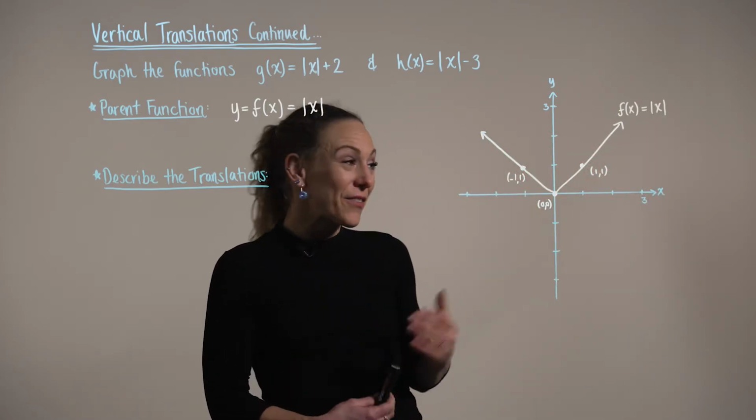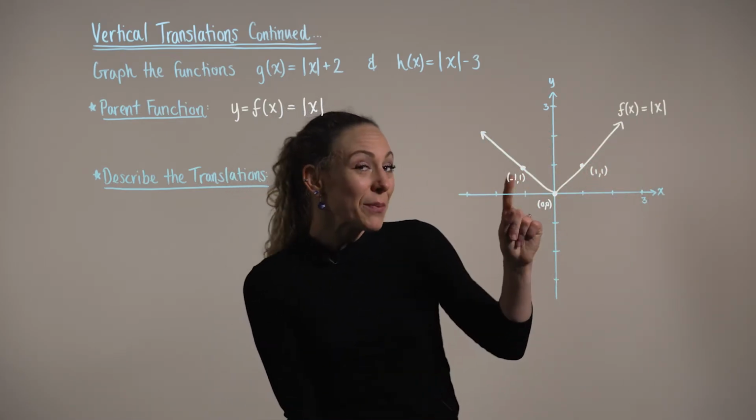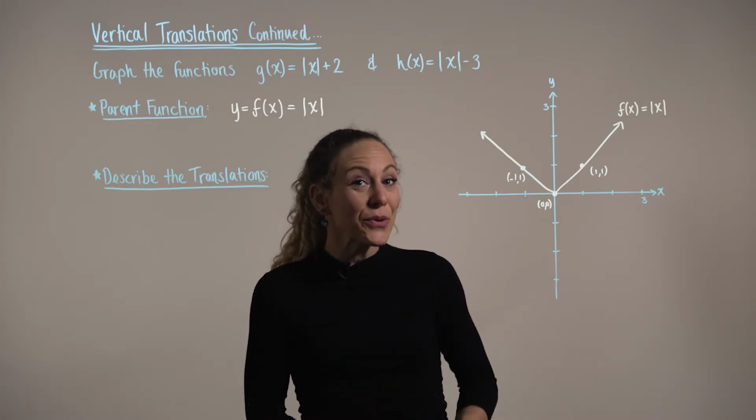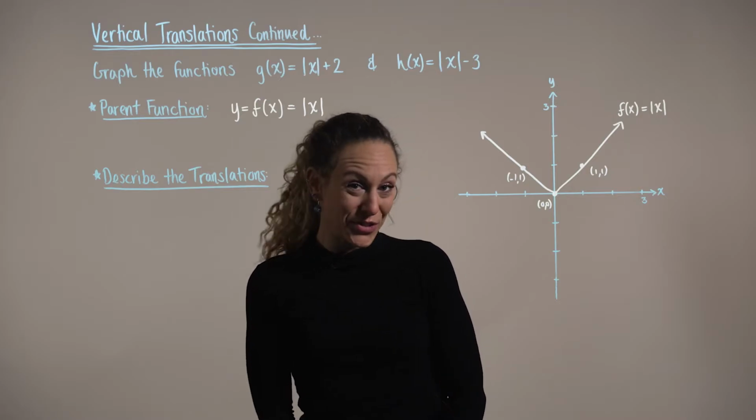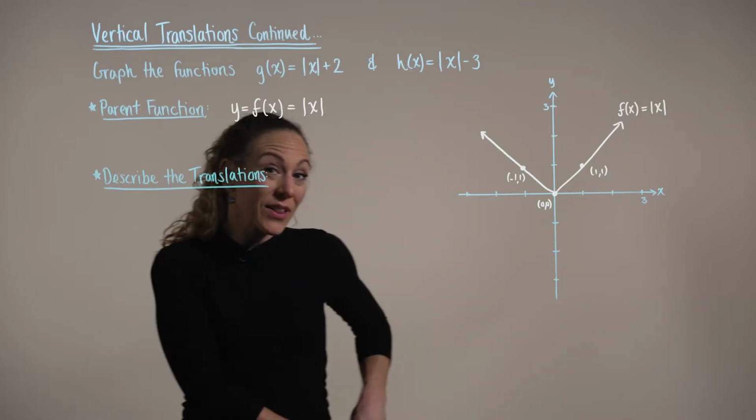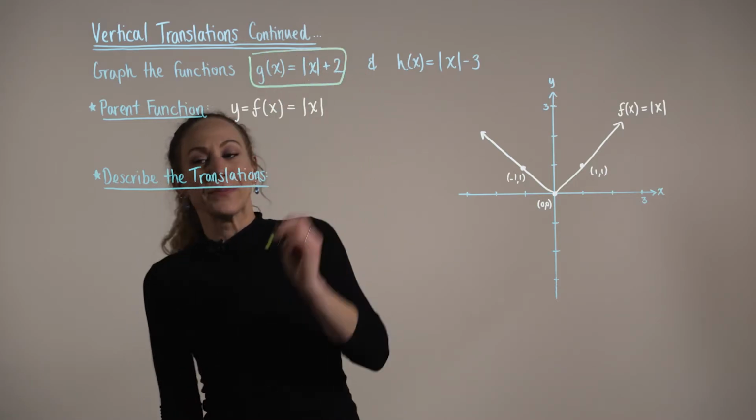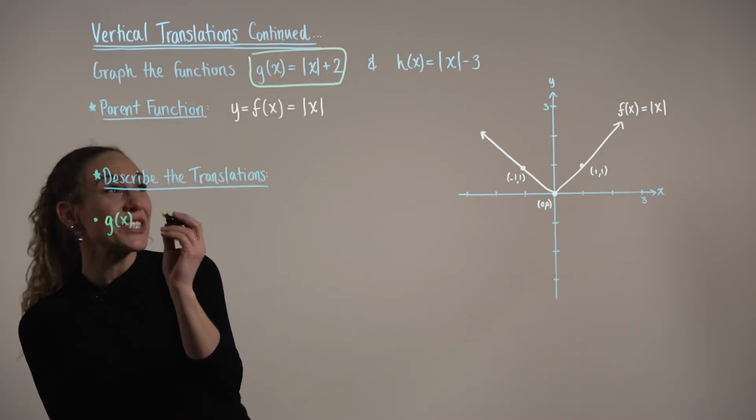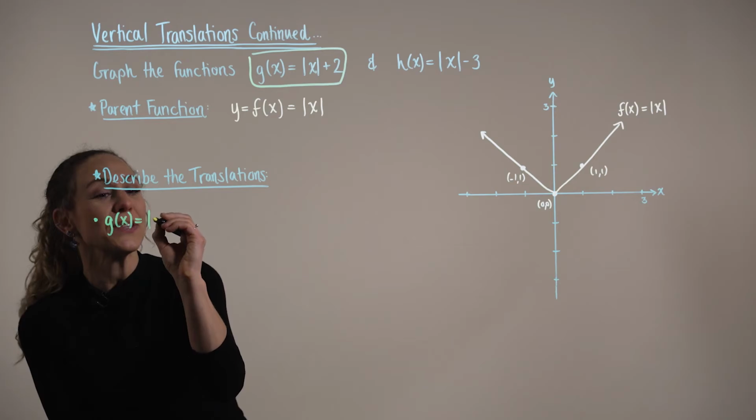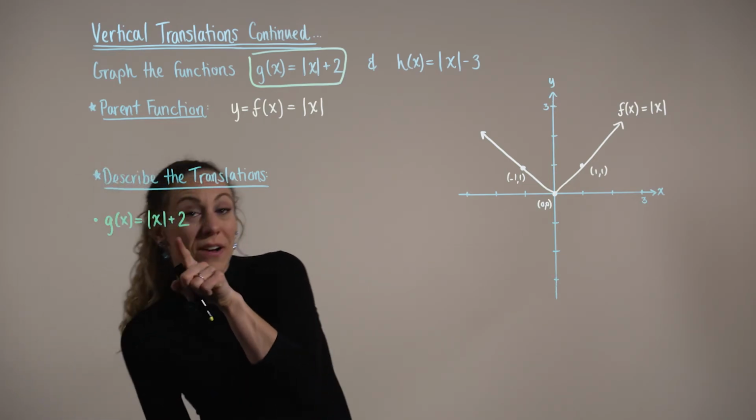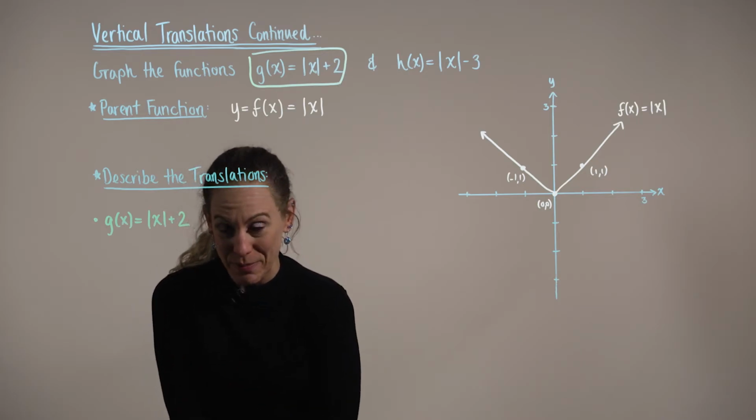So looking at the graph of our parent function, we've labeled a couple of points that we are going to map to these new functions to help us appreciate the vertical translations. So let's begin by considering the function g of x. So we have that g of x is equal to the absolute value of x plus 2. So we are adding a constant 2 to the parent function.